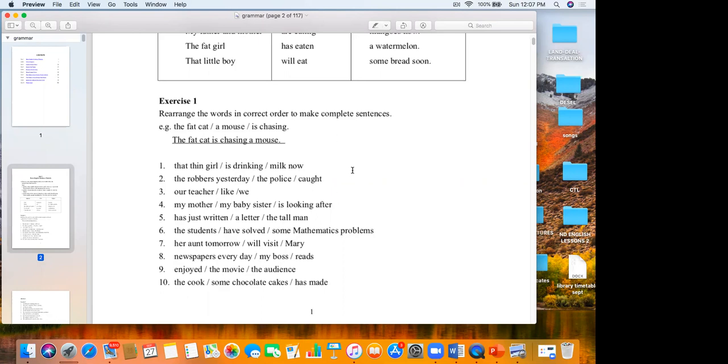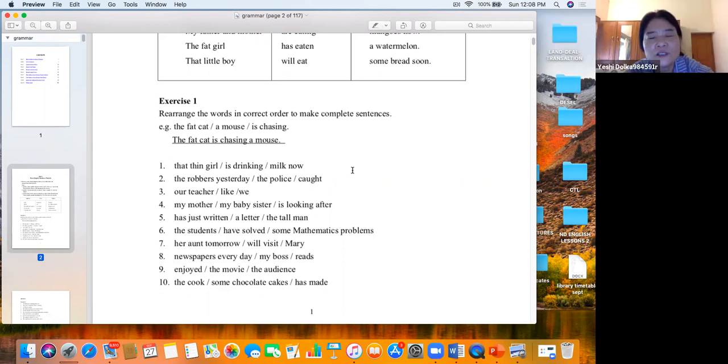Number 5. The tall man has just written a letter. He has written. All right. Has just written here is the present perfect tense. So the tall man has just written a letter. Subject, verb, object.